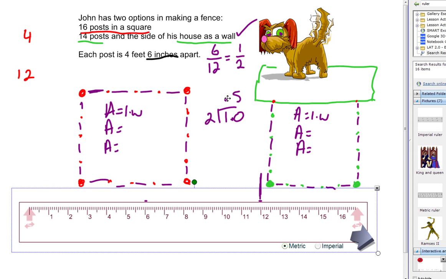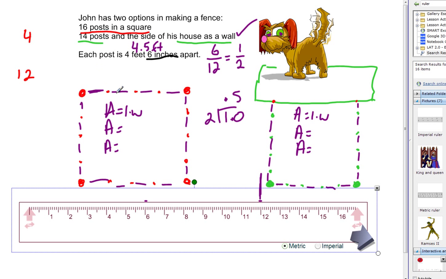Right? So this is really 4 feet and 1/2 of a foot, to be grammatically correct. So really we're saying it's 4.5 feet apart. And all we've done is changed how we write 4 feet 6 inches as just feet. It's very difficult to do math with 4 feet 6 inches, right?